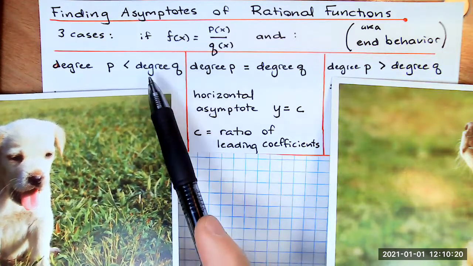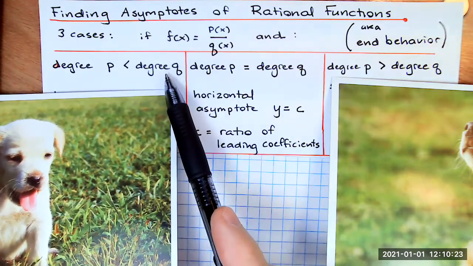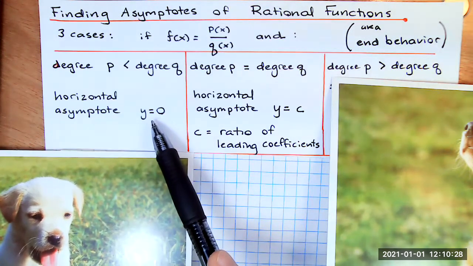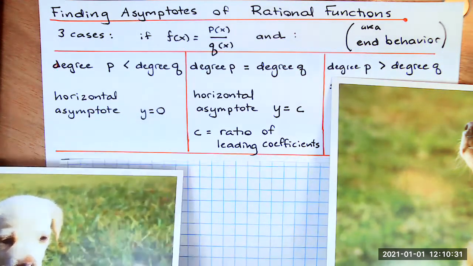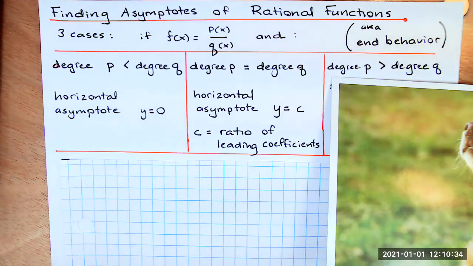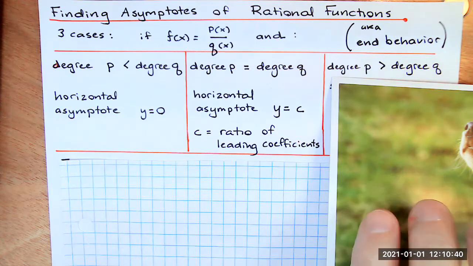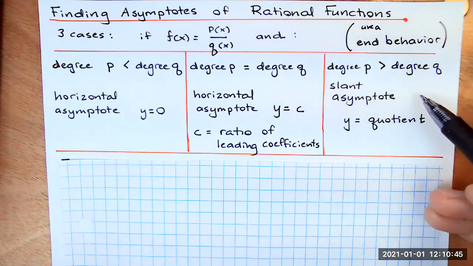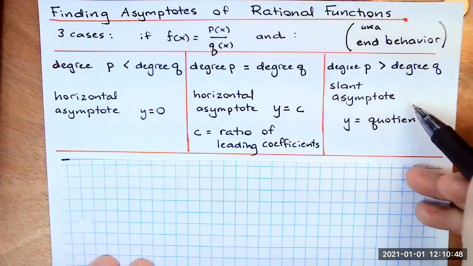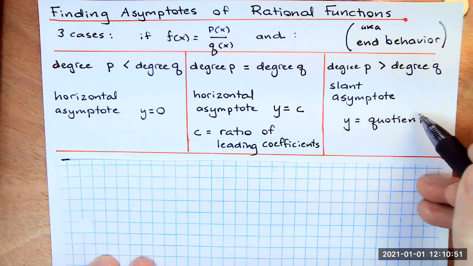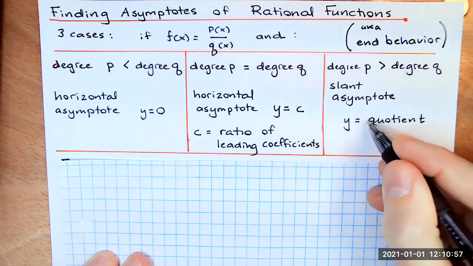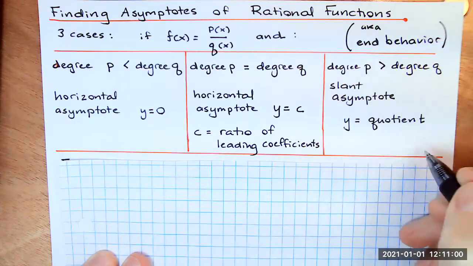All right, if the degree of the numerator is smaller than the degree of the denominator, then you get a horizontal asymptote, which is equal to 0. And we'll do an example of that. And if the degree of the numerator is greater than the degree of the denominator, we get what is called a slant asymptote, meaning the end behavior is that f of x gets closer and closer to a particular function. And how do we find that function? By using polynomial long division. We'll do an example of that.